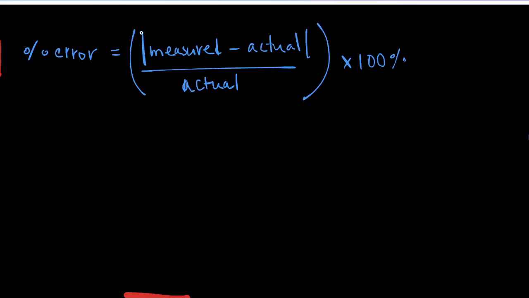Next is forgetting the absolute value. Again, always keep in mind that your percent error is going to be positive. It has to always be positive. So if you see yourself getting a negative value, you likely forgot to take the absolute value of the numerator here.